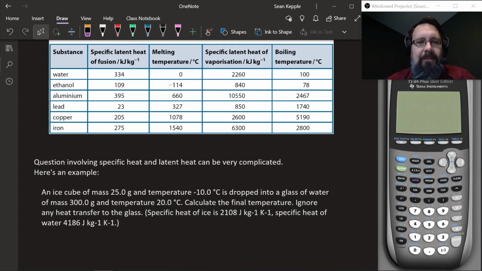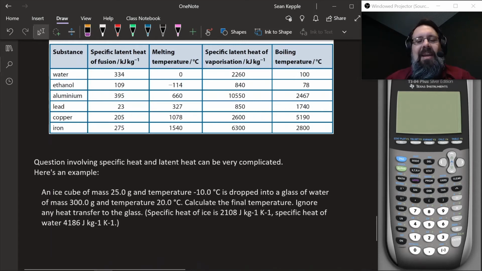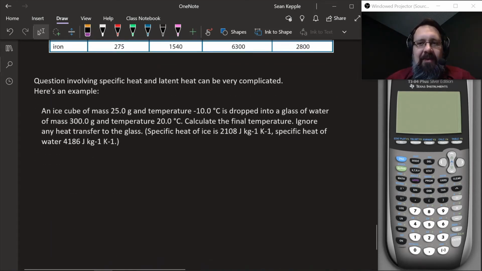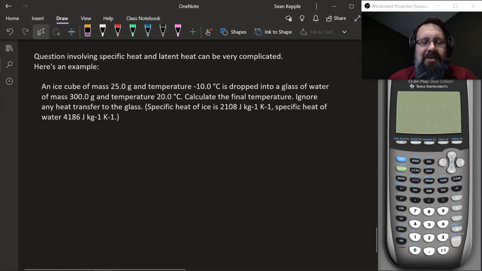So here's the thing: questions about latent heat and specific heat can be extremely complicated. So I'm going to walk you through an example of a crazy, crazy complicated question. These questions can just get beastly.